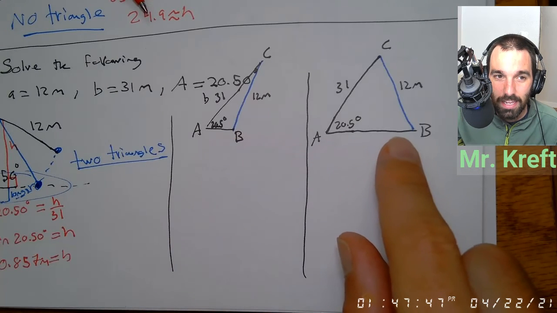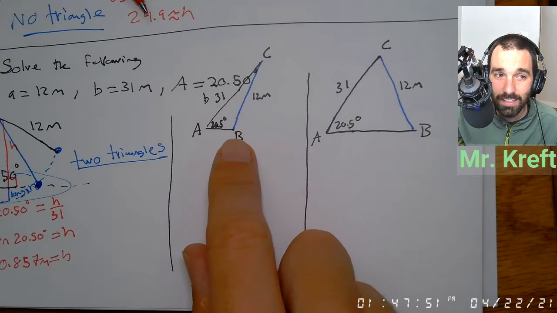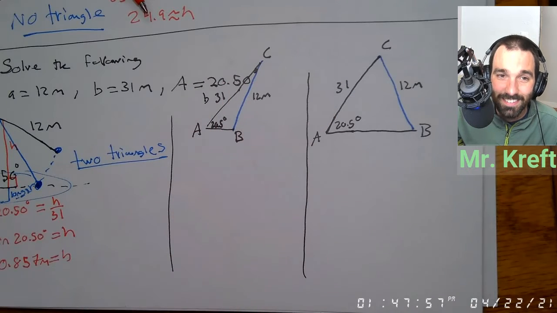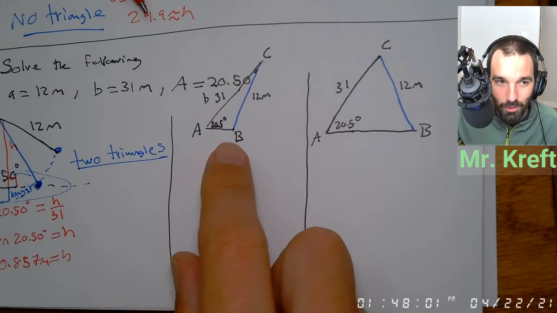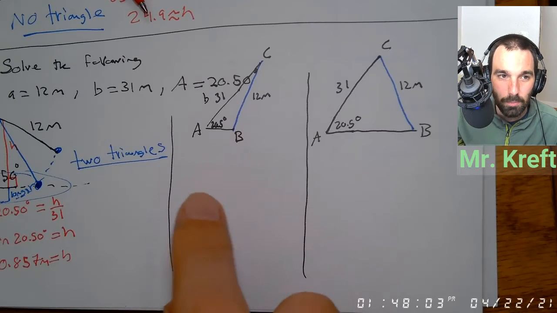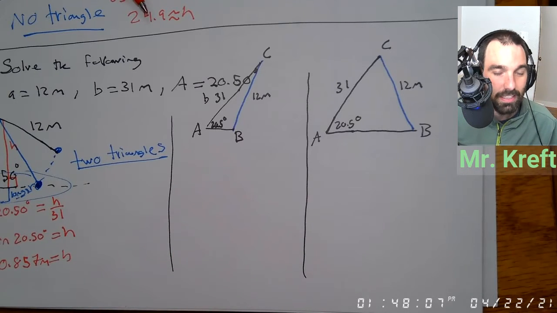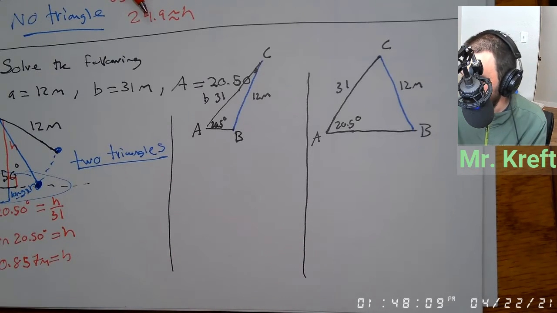Do you guys see that? In the triangle on the right, angle B is acute. And in the triangle on the left, it is definitely obtuse. So we're going to start with the skinny, if you want to use that word, triangle, because angle B is the biggest. Okay, so we're going to start by solving for angle B in this triangle.